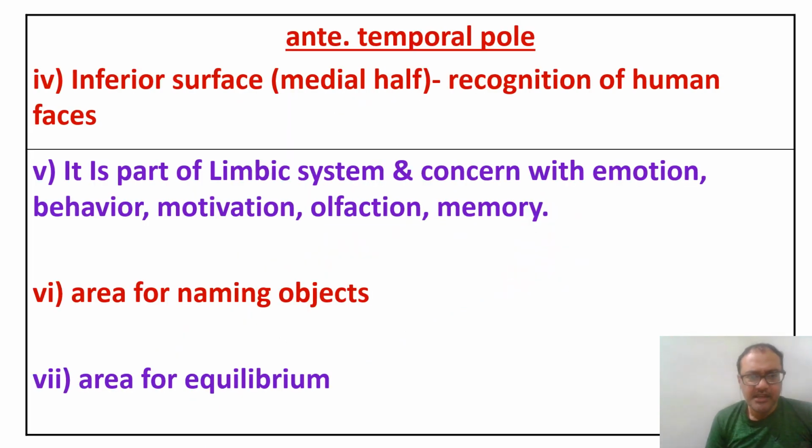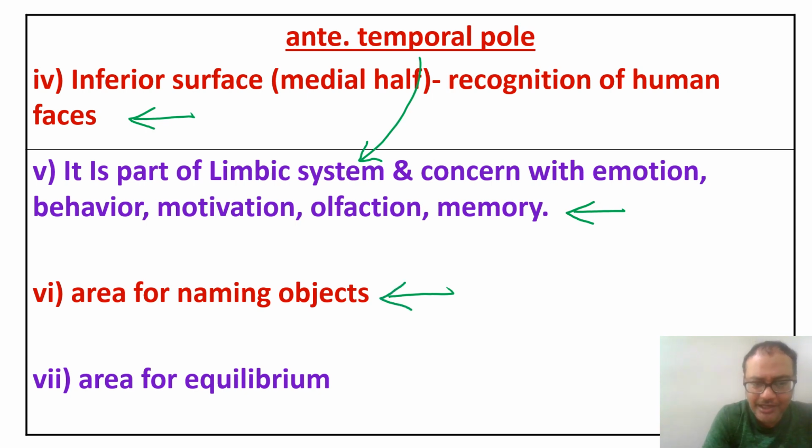Let's see the remaining functions in the form of text also. The medial half of the inferior surface of the temporal lobe is for recognition of human faces. The anterior temporal pole is part of the limbic system and it is concerned with all the emotion and behavior, also motivation, olfaction and memory. And the last two functions, as we have seen in the diagram, are the area for naming the object and the area for equilibrium or balance.